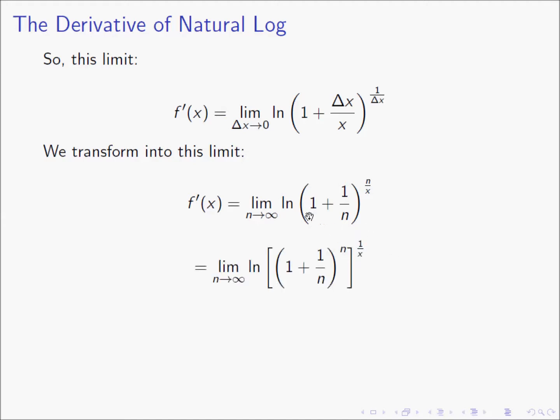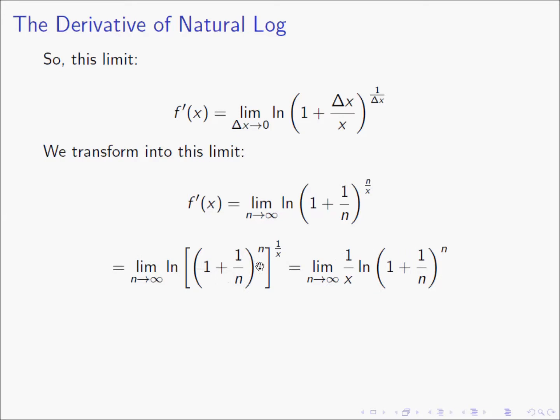And using just the properties of exponents, we can write this factor here like this. We take the 1 over x outside, we just separate the exponents here. So here we can use again a property of the natural log. We have the natural log of something to some exponent. So the natural thing to do is to take that exponent down here.